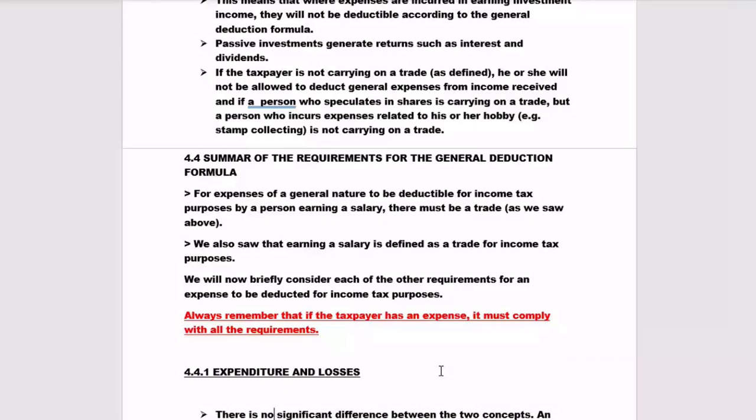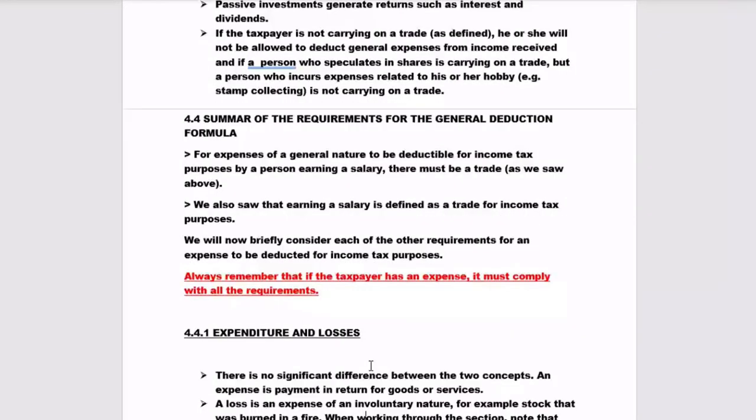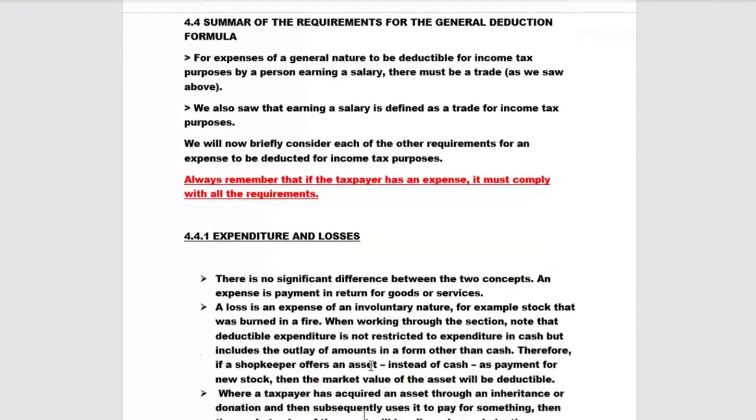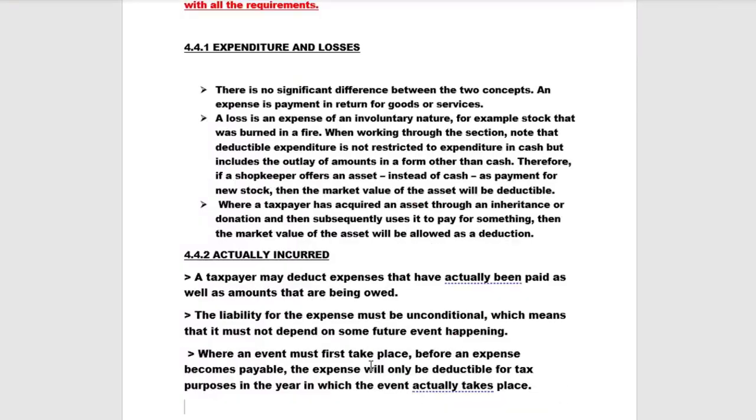I will now follow briefly, considering each of the other requirements for the expense to be deducted. Let's have a look at expenditure and losses. But before we go there, you need to always remember that if the taxpayer has an expense, it must comply with all of those requirements. There is no significant difference between the two concepts. An expense is paying in return for goods or services.